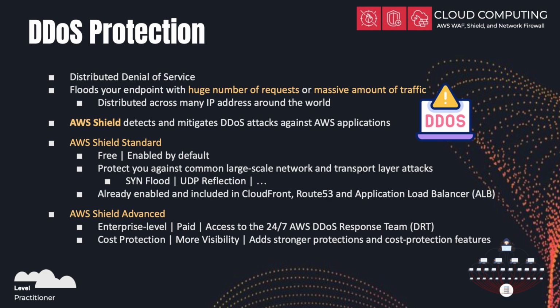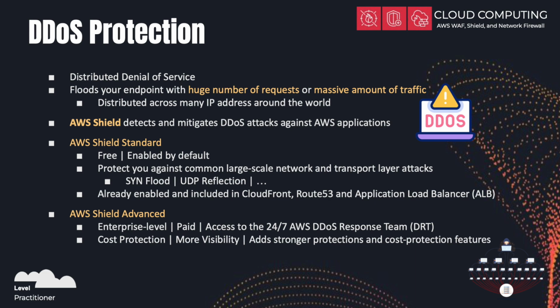AWS Shield Standard protects you against common large-scale network and transport layer DDoS attacks like SYN floods or UDP reflection, and it is already included for services such as CloudFront, Route 53, and ALB. And Shield Advanced adds stronger protection for large or critical applications, including advanced DDoS detection and mitigation, 24/7 access to the AWS DDoS Response Team, or DRT, cost protection against scaling charges caused by DDoS attacks, and more detailed visibility and attack diagnostics.